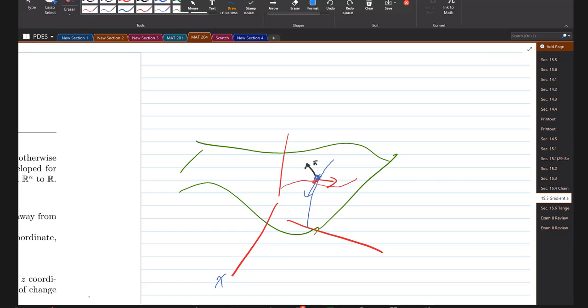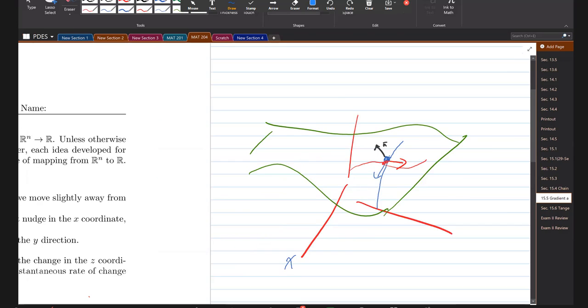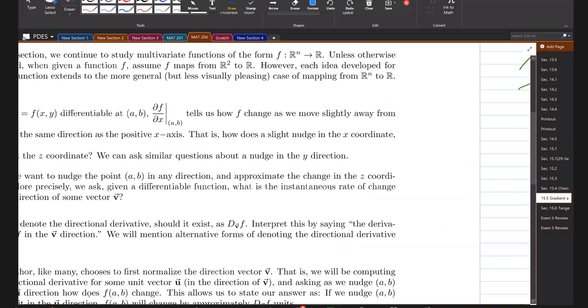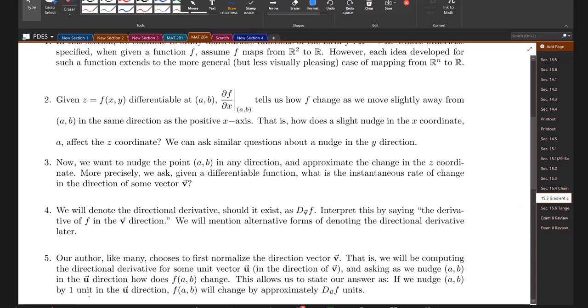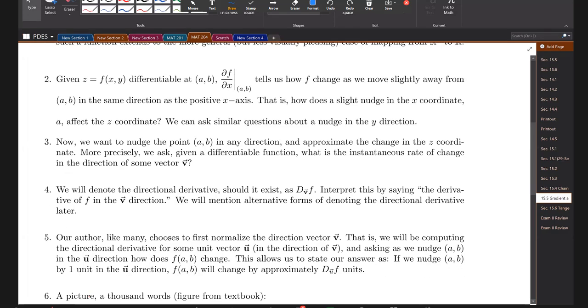And we'll look at a better picture here in just a second, but that's where we're going with this. So we're going to ask the question, if we move along the direction of some vector v, what is going to happen to the instantaneous rate of change of our function? What's going to happen to our change in our z coordinates if we move along the direction v? To do that, we're going to introduce this new character here. This is our directional derivative.